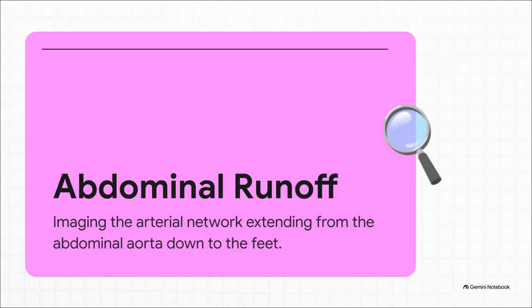So I want you to imagine the human vascular system as this massive, high-speed interstate highway. When we talk about an abdominal runoff study, we're essentially mapping the entire southern route of that highway. It's comprehensive radiological imaging, and it starts at the abdominal aorta, literally the main trunk of our system, and extends all the way down through the pelvis, continuing into the arteries of both lower extremities right down to the feet. So yeah, it is a huge, multi-level snapshot of the body's plumbing.